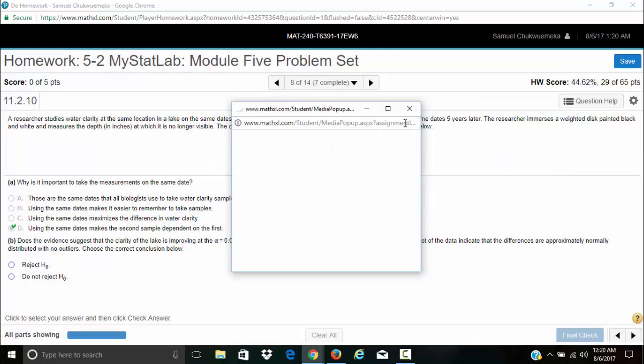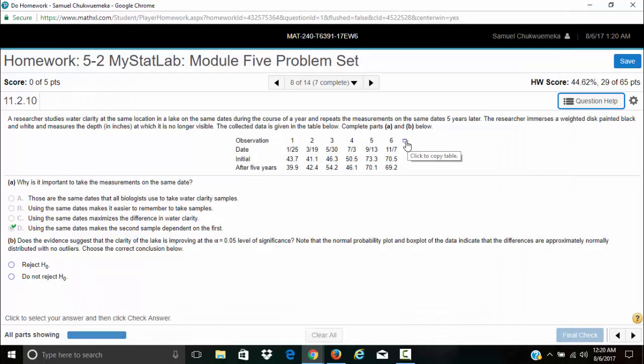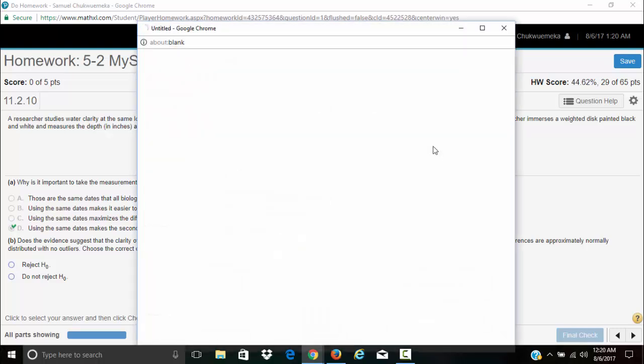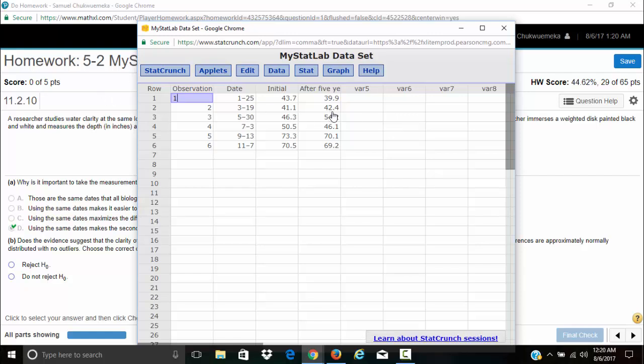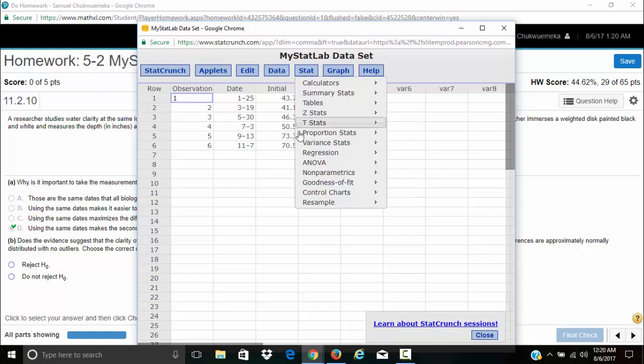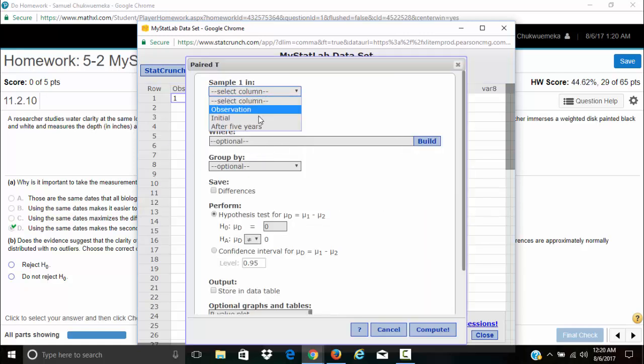Get StatCrunch. Actually, you know what? Let's get it from here. It's much easier getting it from this tip. Open in StatCrunch. Stat, paired. Okay, paired. Sample 1 is the initial observation, and the second is after 5 years. The first sample is the initial measurements. The second sample is the measurements after 5 years.